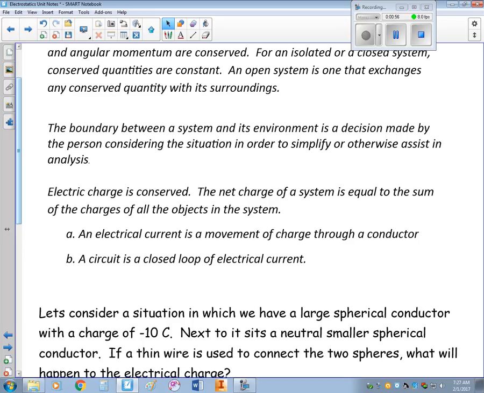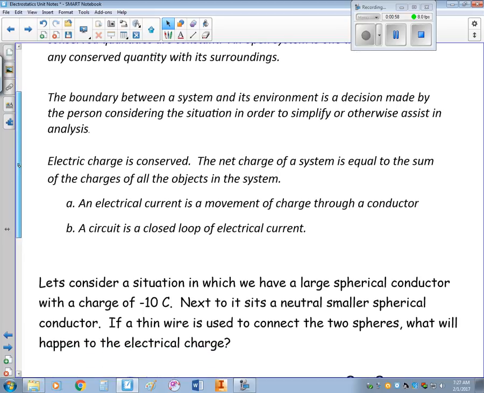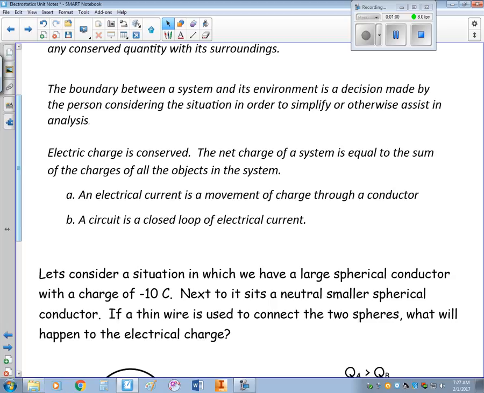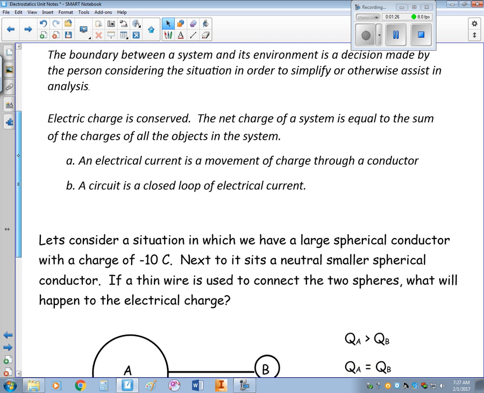So electric charge is conserved. The net charge of a system is equal to the sum of the charges of all the objects in the system. So an electric current is something we'll talk about in our next unit in greater detail. But an electric current is a movement of charge through a conductor. And then a circuit, which we're going to talk about in great detail in the next unit, is a closed loop of electric current. So we'll talk about these A and B in more detail in our next unit.